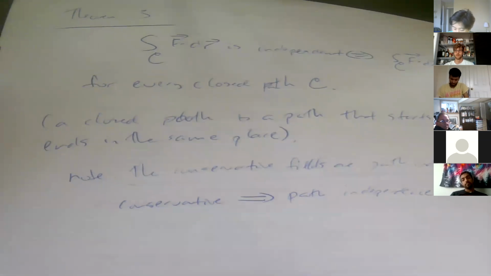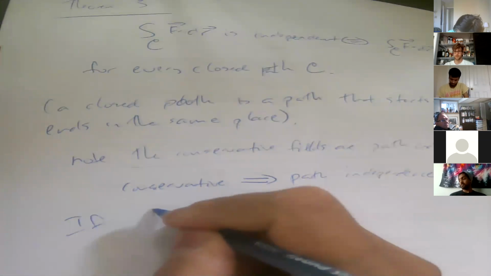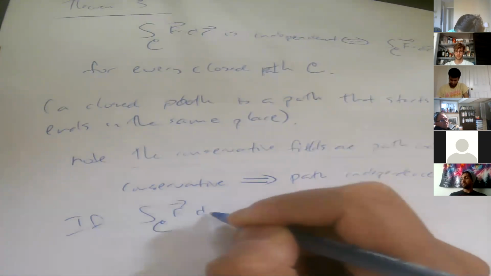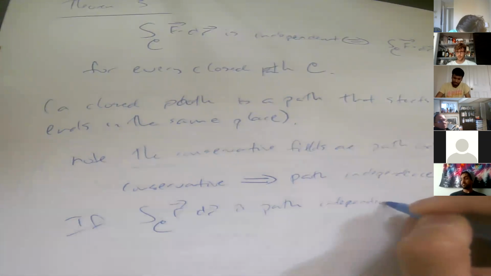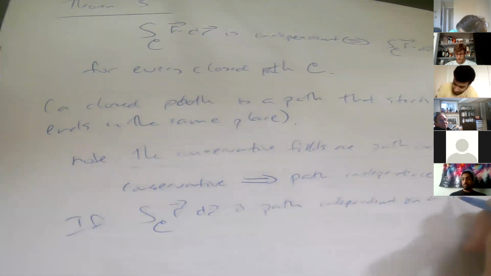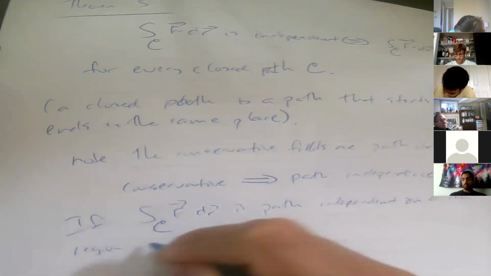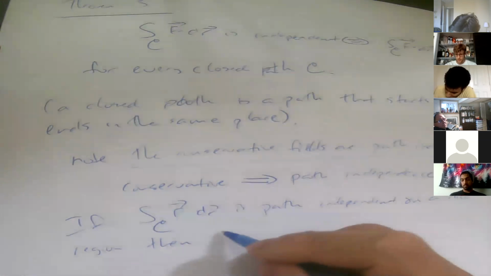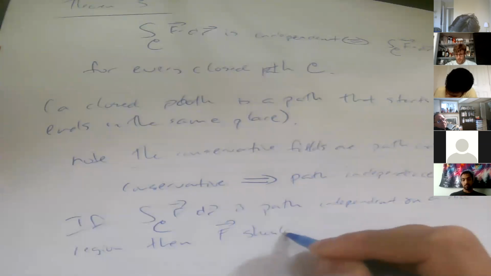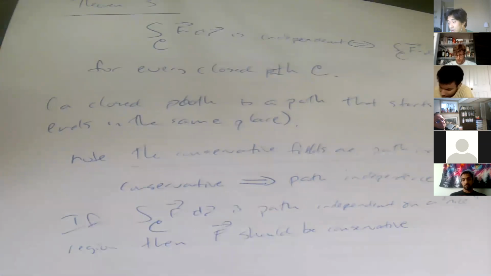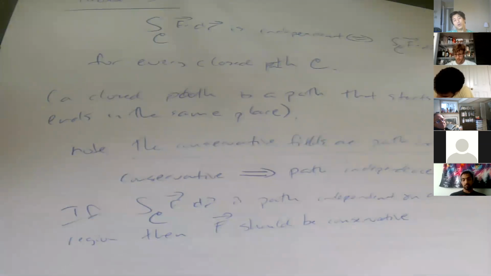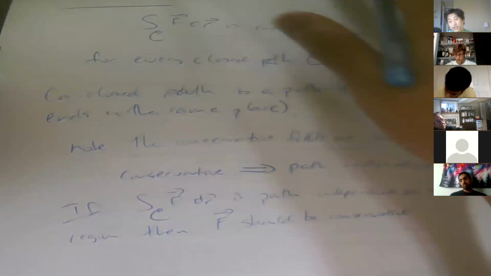Okay, so what are we going to talk about? If F is path independent on a nice region, then F should be conservative. Okay, so what does nice mean? If I were to give you a region, how about I'm going to draw two regions. You tell me which one is nicer.